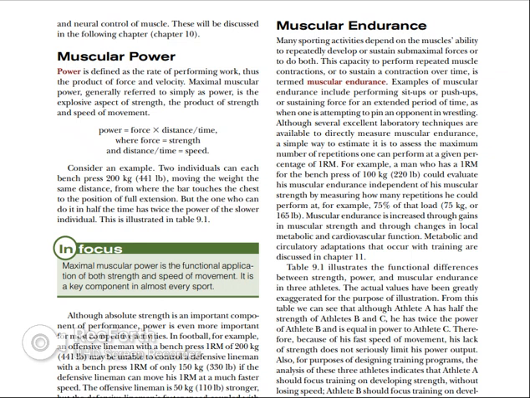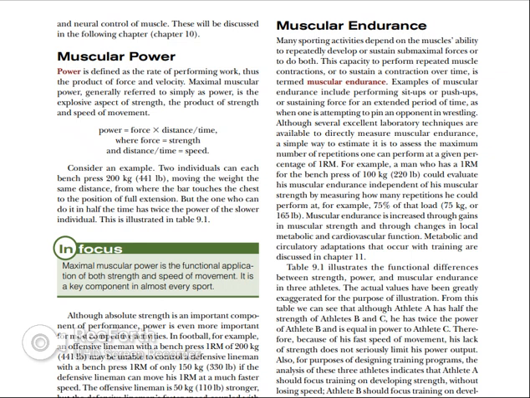Although several excellent laboratory techniques are available to directly measure muscular endurance, a simple way to estimate it is to assess the maximum number of repetitions one can perform at a given percentage of one RM. For example, a man who has one RM for the bench press of 100 kg could evaluate his muscular endurance independent of his muscular strength by measuring how many repetitions he could perform at, for example, 75% of the load, 75 kg or 165 lb.